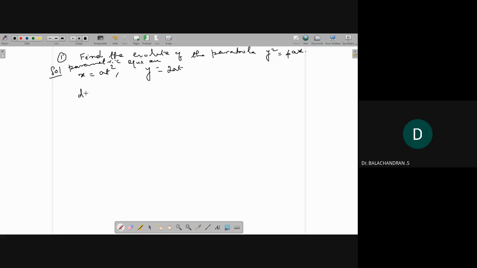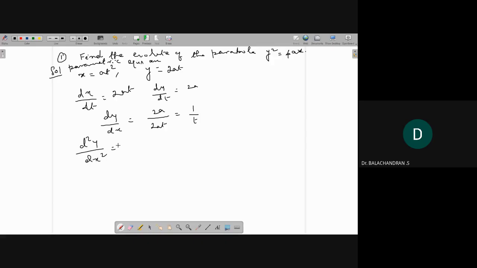What is dx by dt? This is a simple question only, but if you contribute here, then it is a little bit of interaction. dx by dt is 2at, and dy by dt is equal to 2a. What is dy by dx? 1 by t. So 2a by 2at, that is 1 by t. Up to this, okay.